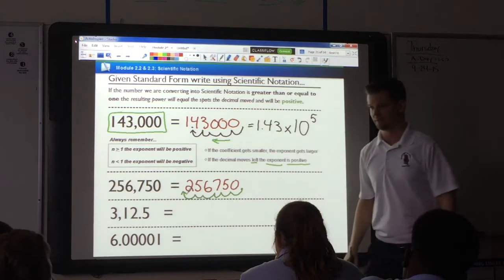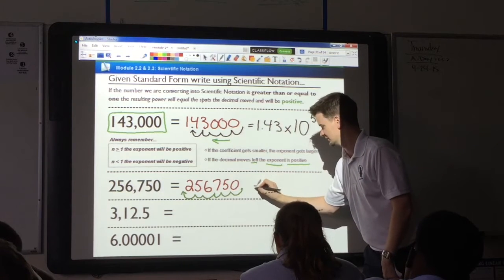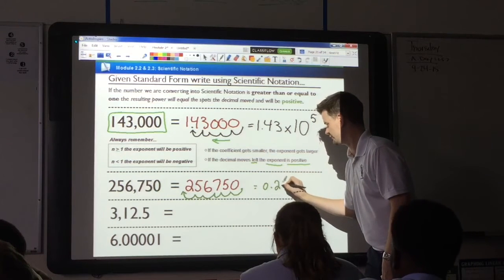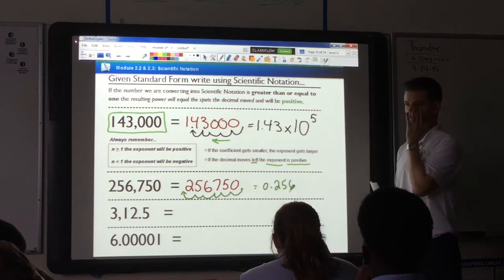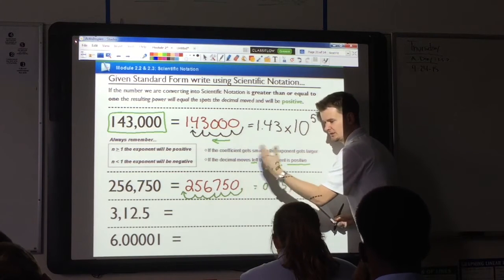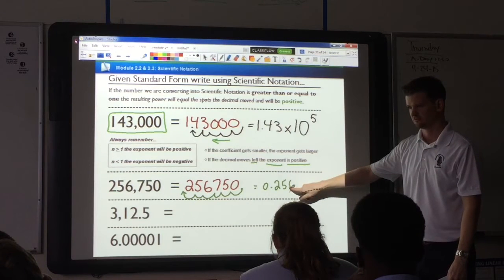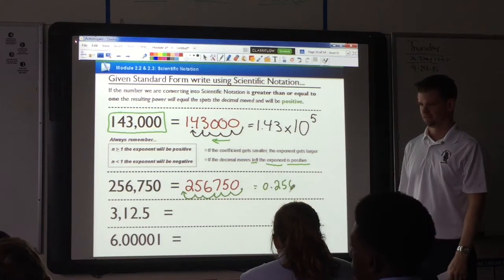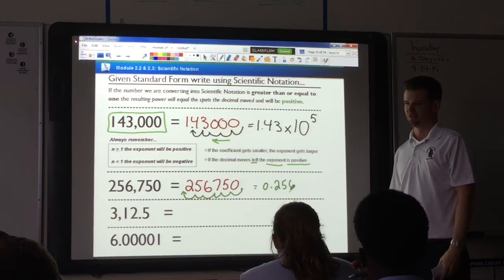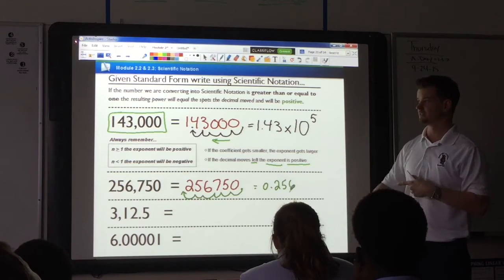If I move it 6 times, Nicole, here's what happens. This would be my coefficient. Do not write this. Just pay attention. 0.256. Two things are wrong here. One, you can never have a zero to the left of the decimal, right? Plus your coefficient, is that greater than one? No. Is it less than 1? Yes. So you moved the decimal too far.